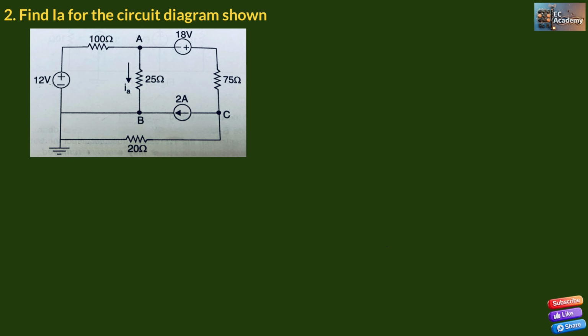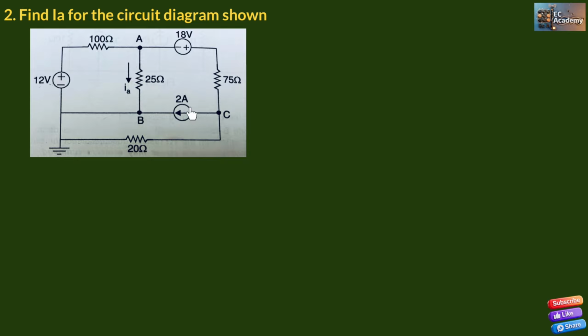Let us use the node analysis method. This circuit consists of a current source of 2 amperes in addition to two voltage sources, which are 12 volt and 18 volt. Now here we need to replace this current source by an equivalent voltage source.